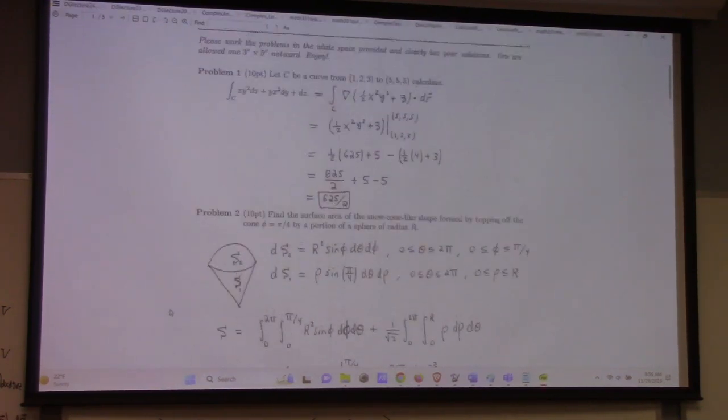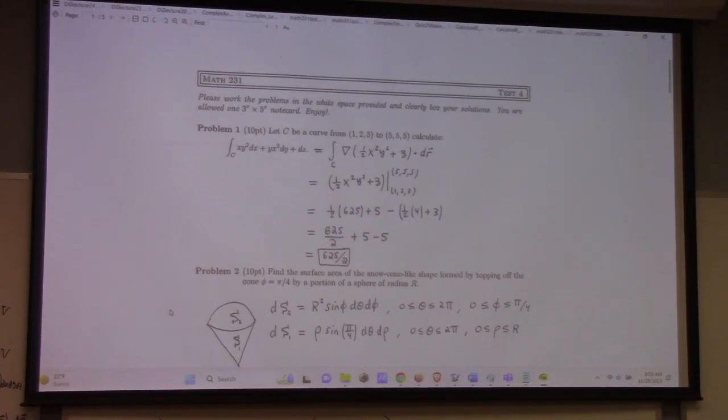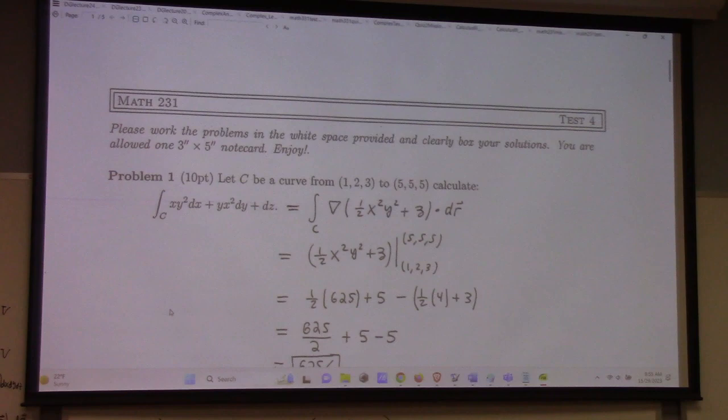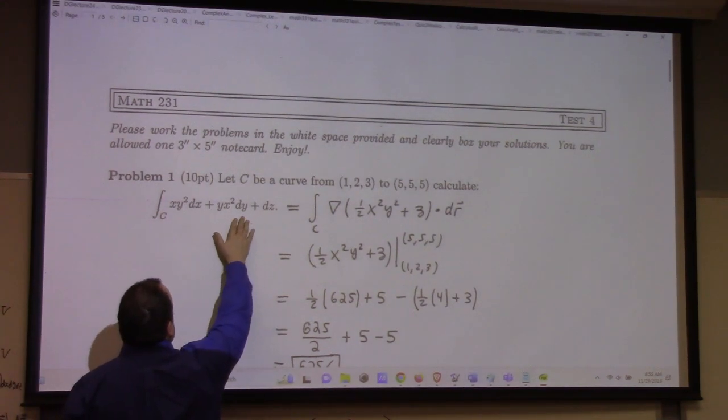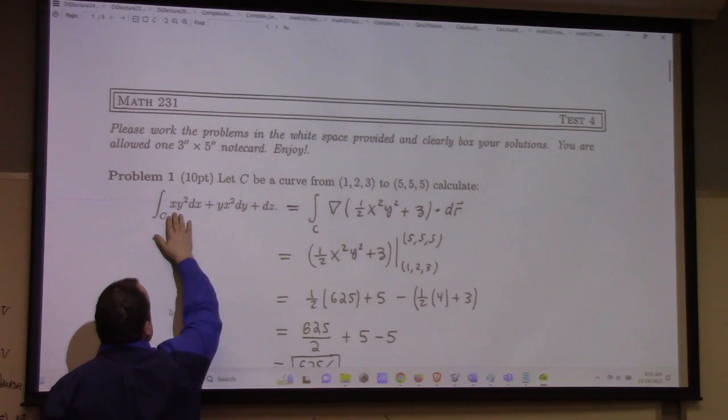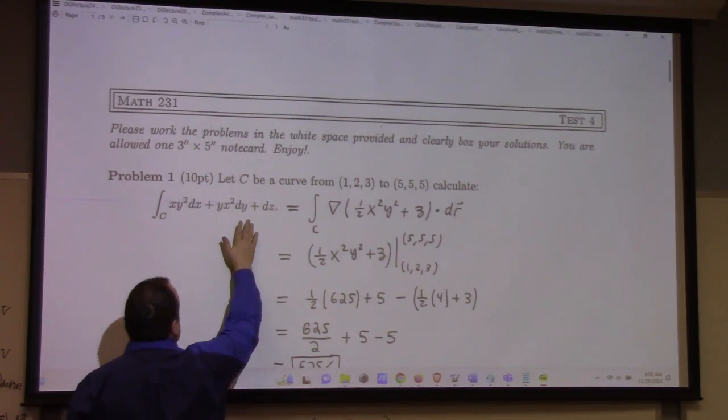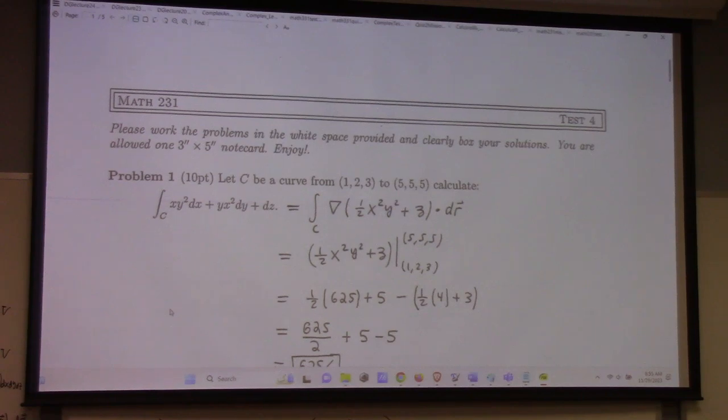Let's see here. So here's a somewhat typical, like I said, there are any number of test 4s in this class where I start with a question which is just like, here's a vector field, calculate the curl and divergence. You know, like the pretty typical question. So as I look at this problem 1, let C be a curve from 1, 2, 3 to 5, 5, 5, right? Of course, you also need to recognize things, right? This is a line integral, right? This is the same as the line integral of f dot dr vector, where f is xy squared, comma, yx squared, comma 1, right? That is a conservative vector field.